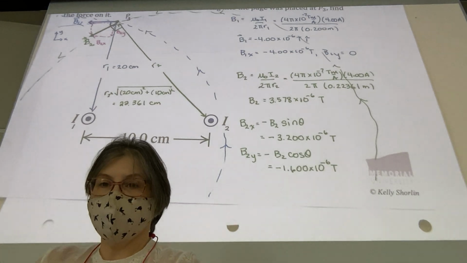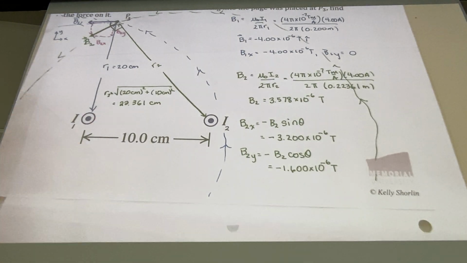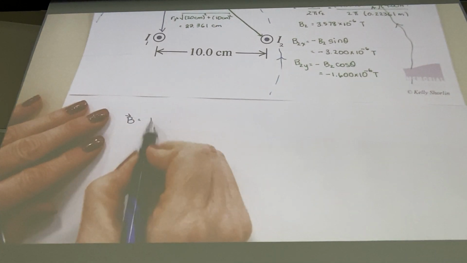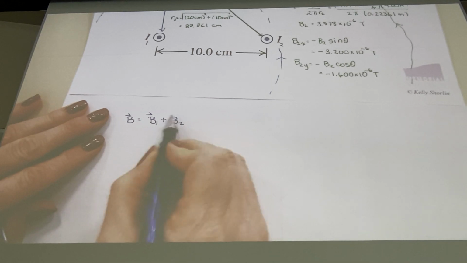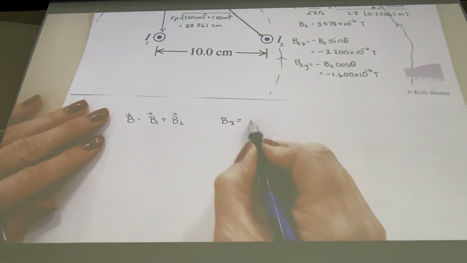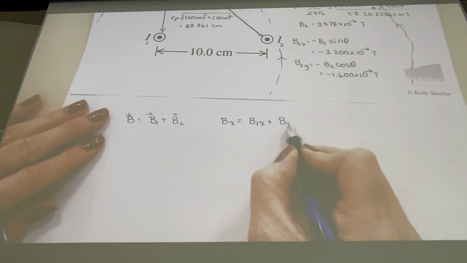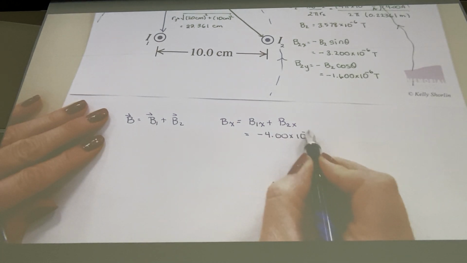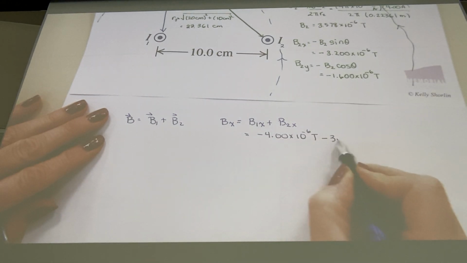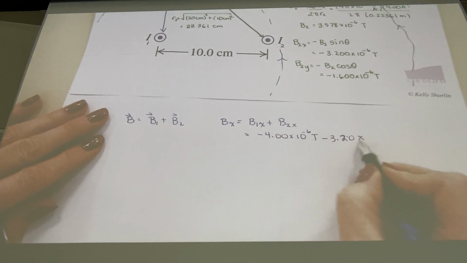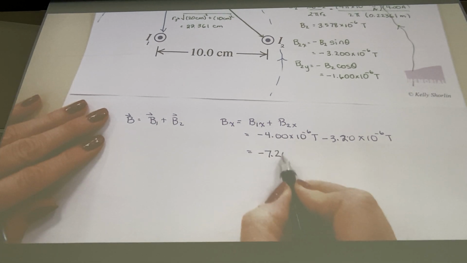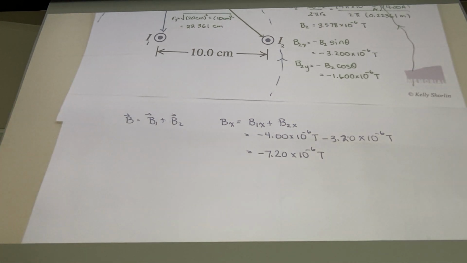So let's use those components and let's find the total magnetic field. So the net magnetic field B is B1 plus B2, that's a vector. My x component of vector B is B1x plus B2x. B1x was our minus 4 times 10 to the minus 6 teslas, plus our B2x, minus 3.2 times 10 to the minus 6 teslas. So our x component of our net magnetic field is minus 7.2 times 10 to the minus 6 teslas. So there's the x component. I just added the two x's together.